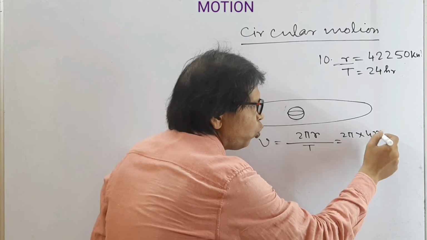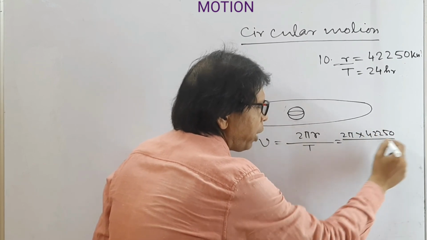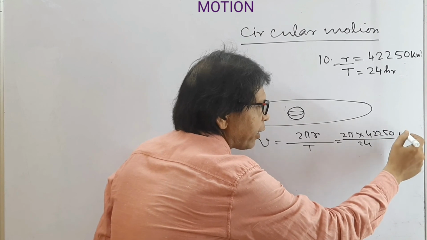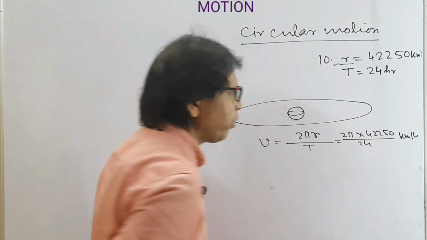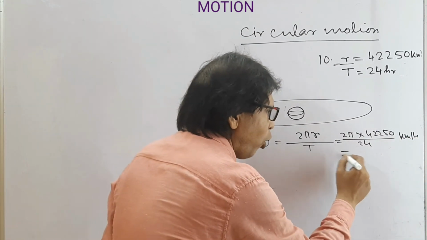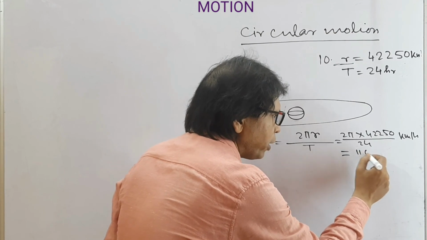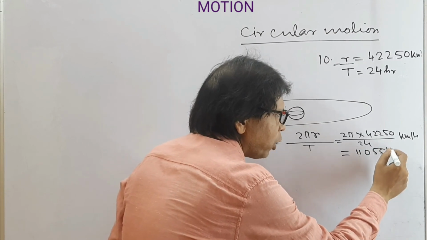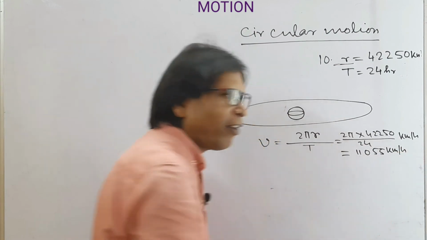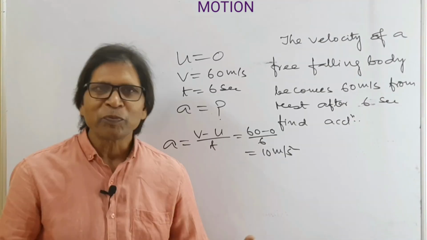That is 2 pi into 42250 divided by 24, this is kilometer per hour. Okay, now this almost becomes 11055 kilometer per hour. Okay, understood?